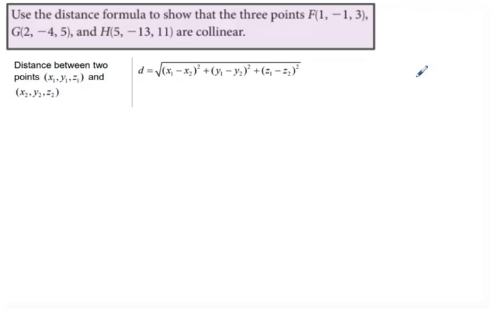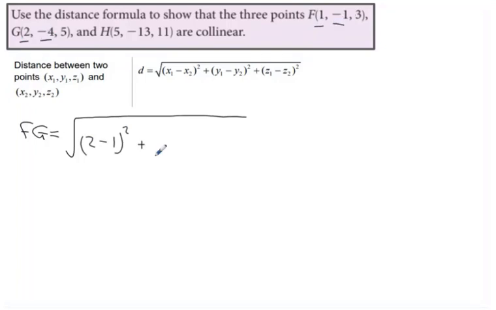But given that we're going to square them anyway, it's often best just to do whichever avoids the most negatives. So I think that's what I'm going to do. So I'm going to say FG equals the square root of, so if we look at g and f, you've got 2 and 1 as the x-coordinates, so 2 minus 1 squared, plus, and look at the y's, you've got minus 4 and minus 1, it's not going to make much difference, so minus 4 minus minus 1 squared, plus, look at the z's, 5 and 3, so I'm definitely going to do 5 minus 3 squared.